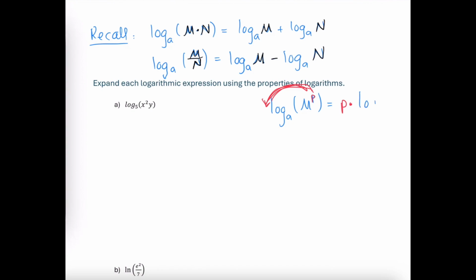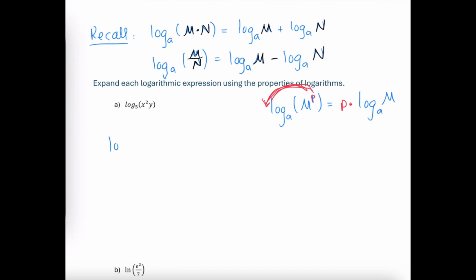We do need to make mention of the fact that it comes all the way to the front of the logarithm, not the front of the argument, but all the way out front of the logarithm as a multiplier. So these are the three properties that we're going to be using mostly.